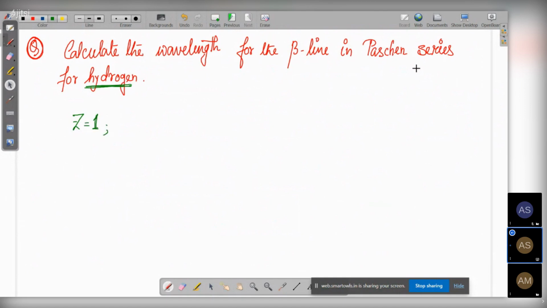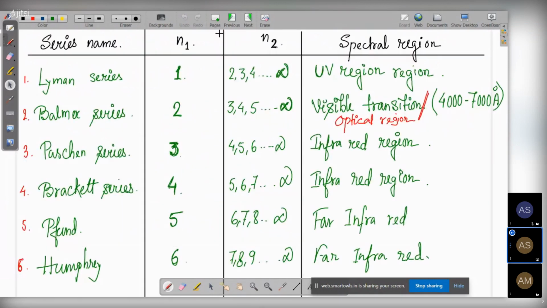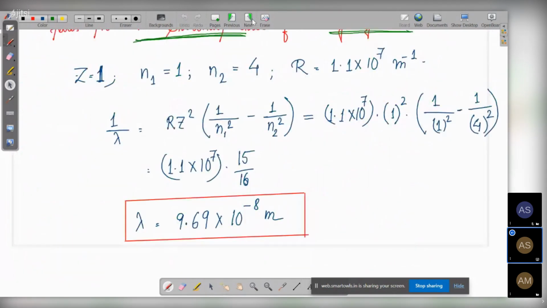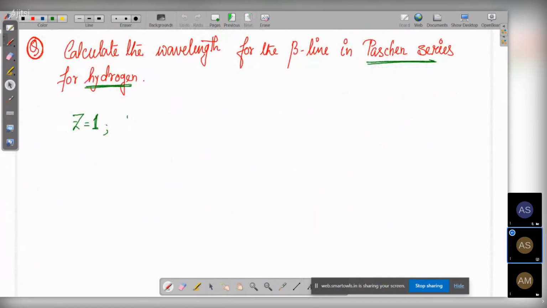And what data is given? It is told that it is Paschen series. So Paschen means what? N1 is equal to 3. So by telling Paschen series, basically they have told us the value of N1. Now you cannot see the value of N2 over here. But they have called something as beta line, which we actually do not know at this moment. What is this beta line?